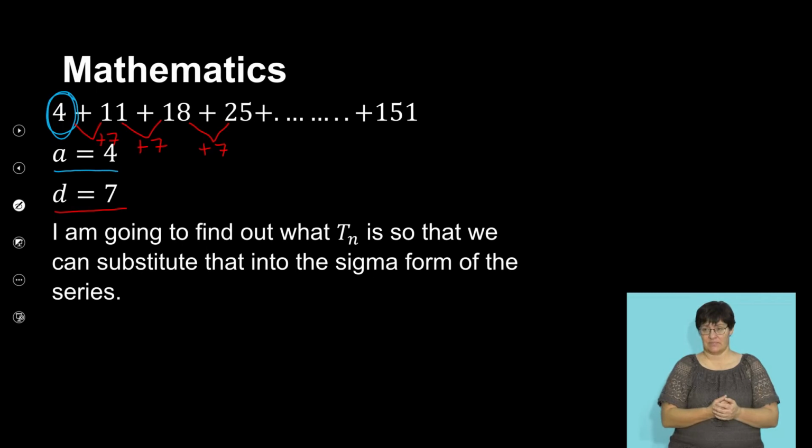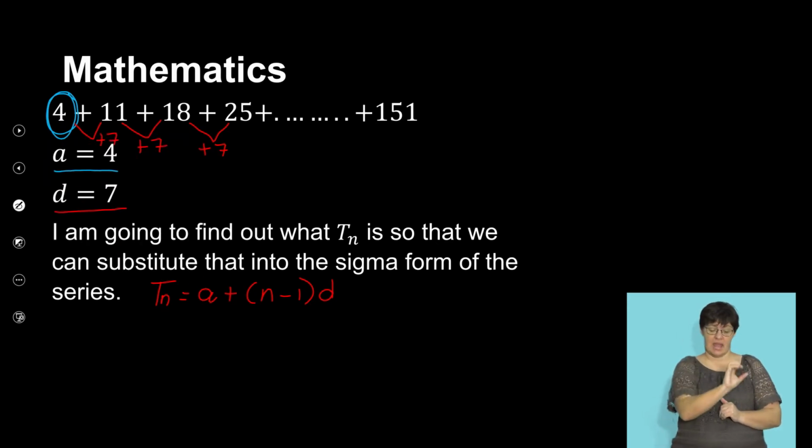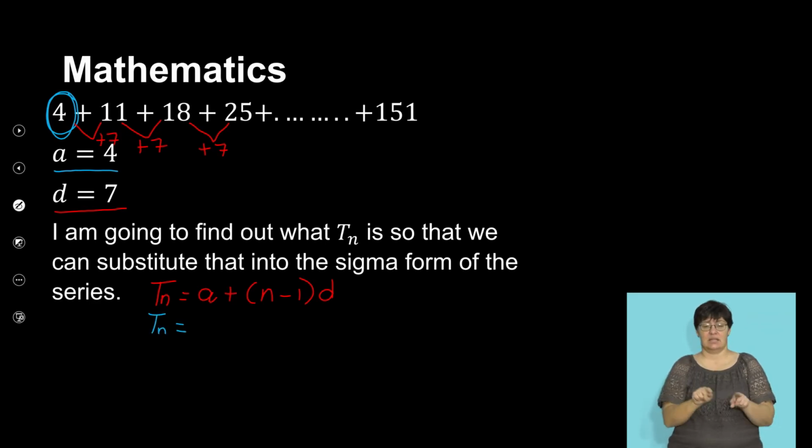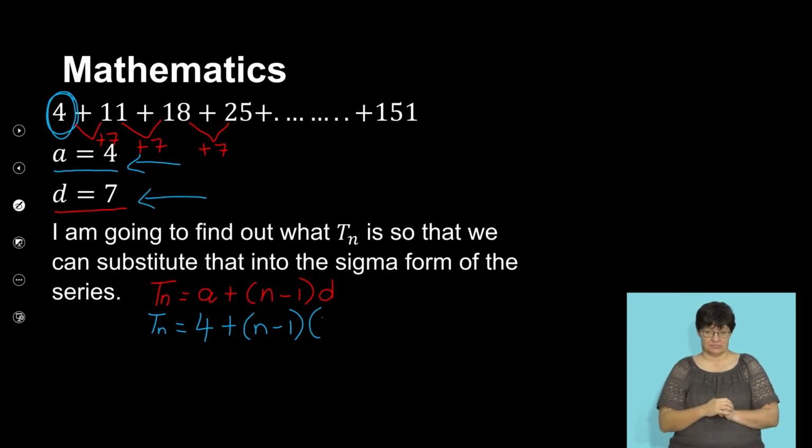So because I'm going to be finding out what Tn is, I'm going to be able to sub it into the series form, which is sigma. So we know that for an arithmetic sequence, Tn is equal to A plus (n minus 1) d. This is just your general form of an arithmetic sequence. I have A and I have D, so I'm going to have Tn is equal to 4, substituting in my A over here, plus (n minus 1) times my difference, which is positive 7.